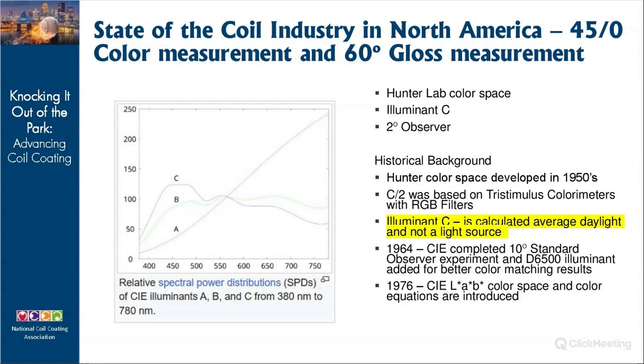In 1964, the CIE Commission completed the 10-degree observer, and we'll talk a little bit about that later on. They also introduced D65 as the preferred illuminant for color matching. In 1976, that same CIE organization introduced CIELAB color space and the CIELAB color equations.